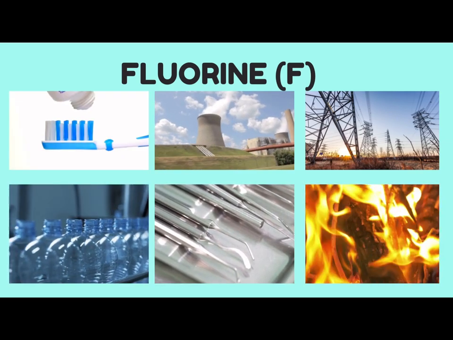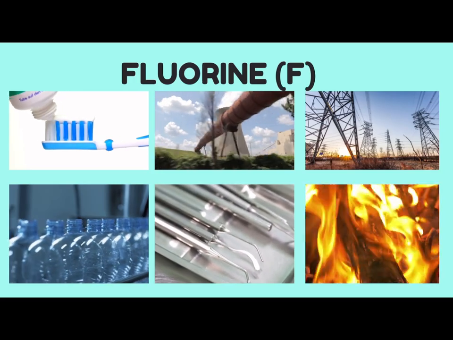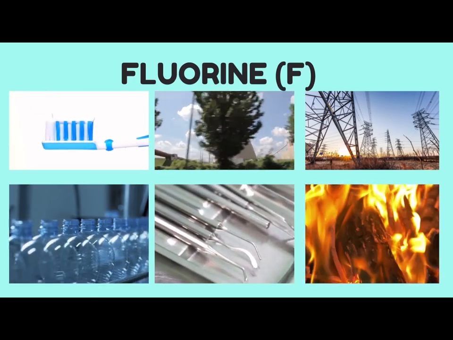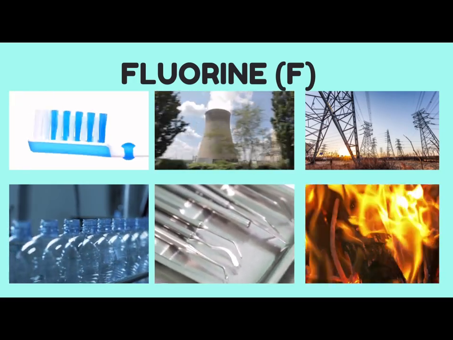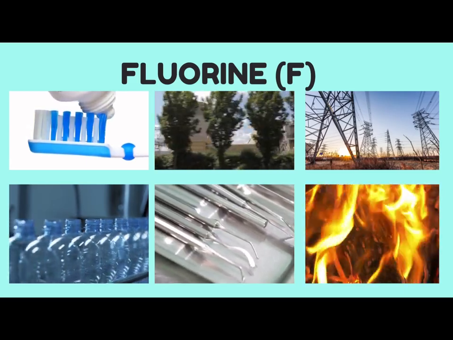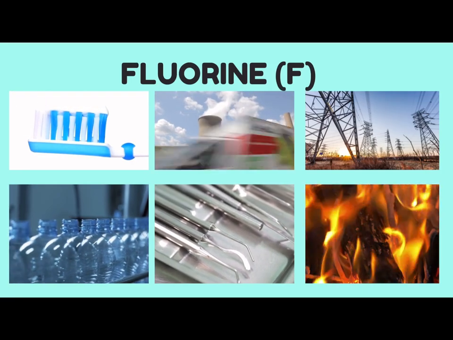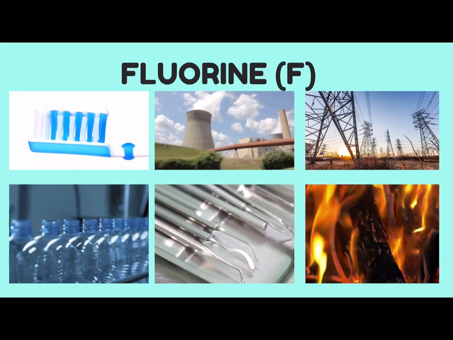Number 5. Chlorine. It is used a lot, especially when combined with other elements. Examples of such are toothpaste, production of nuclear material, insulation of electric towers, etching glass used to make plastics, dental products, and Teflon. In its pure form, it can also be used to set things on fire.